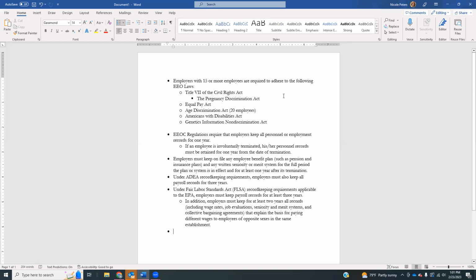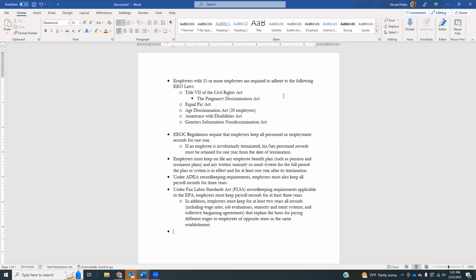All right, so now that we have an understanding of what those laws are, let's go ahead and see what the EEOC states about how to keep those personnel or employment records. Right, so the EEOC requires that employers keep all personnel and all employment records for at least 1 year. In addition to that, if an employee is involuntarily terminated, they also have to keep those personnel files for 1 year after the termination date. Pretty simple, right?